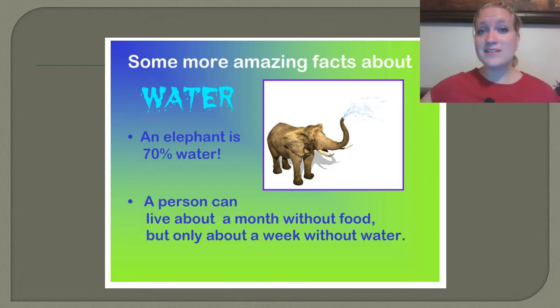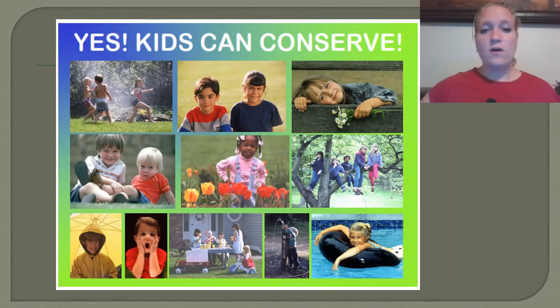Now, here are some more facts about water. An elephant is 70% water. Pretty cool. A person can live about a month without food, but only about a week without water. Now, there is so much that you can do to conserve water. You might be thinking, well, I'm only a kid. But yes, kids can make a difference and conserve water. So right now I want you to think of what you can do to conserve water.